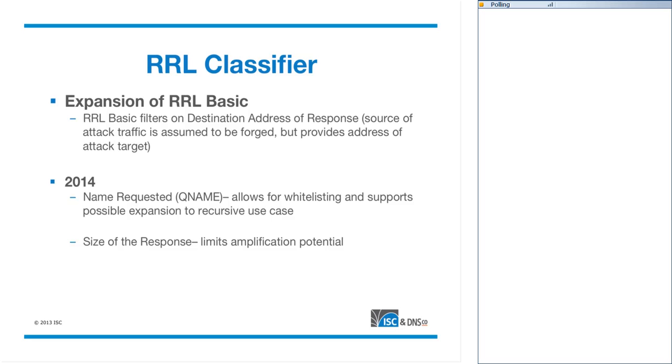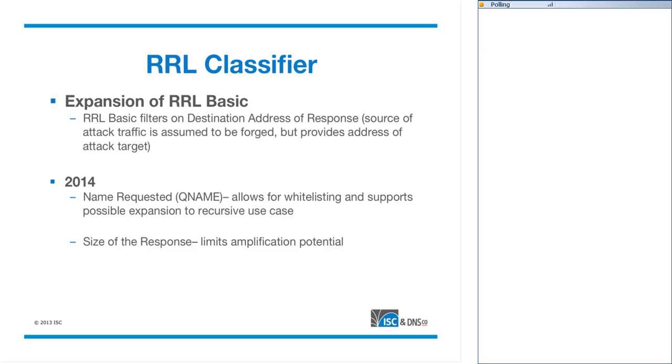We're going to allow for filtering, or response rate limiting, based on the name requested, or QNAME. So this will allow for whitelisting things like, I can implement RRL, but any question that's asked of this QNAME, for example, www.isc.org, do not apply response rate limiting to that. So this is one thing that's been requested a lot that we've heard from our customers.